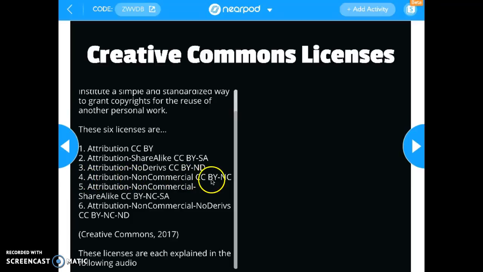Attribution Non-Commercial CC BY NC. This license lets others remix, tweak, and build upon your work non-commercially, and although their new works must also acknowledge you and be non-commercial, they do not have to license their derivative works on the same terms.